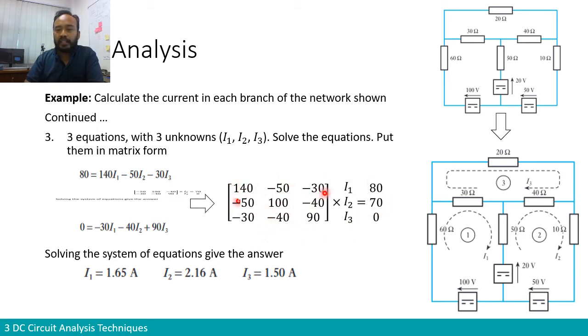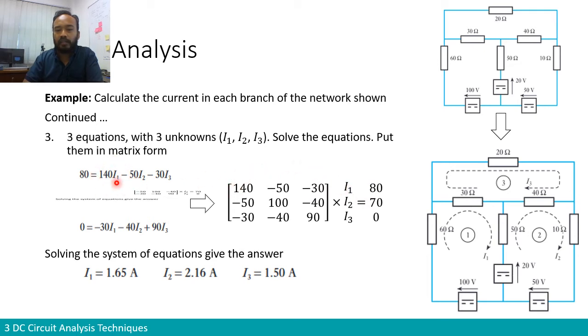So the first line is the line that comes from equation 1, right? You have over here the voltages 80, 70, 0 equals to I multiplied by R. This is the matrix of resistors. The first line comes from all the resistors in the first equation multiplied by I1, I2, I3, equals the voltage in the first equation. So 80 equals 140 multiplied by I1.